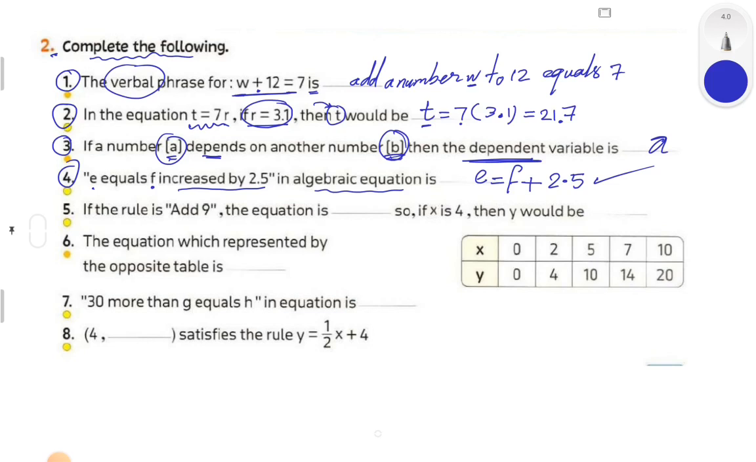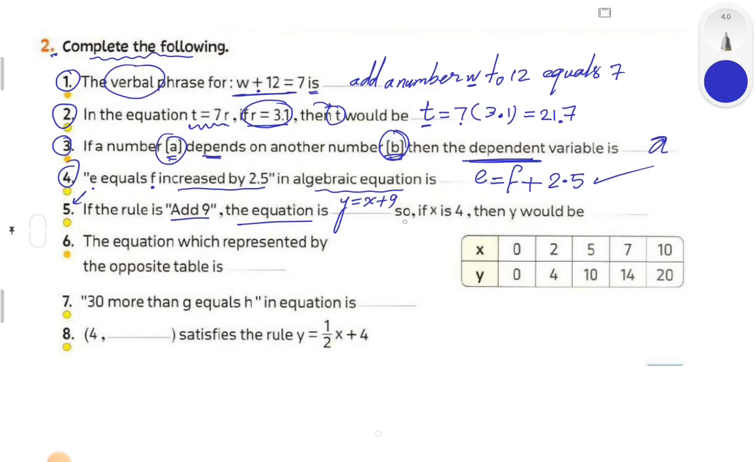That's easy. Okay, point 5. If the rule is add 9, then the equation is what? I always have two variables, x and y. Add 9 to the dependent or to the independent? To the independent. So add 9. This means y equals x plus 9. I just add 9 to the independent variable to get the dependent variable.